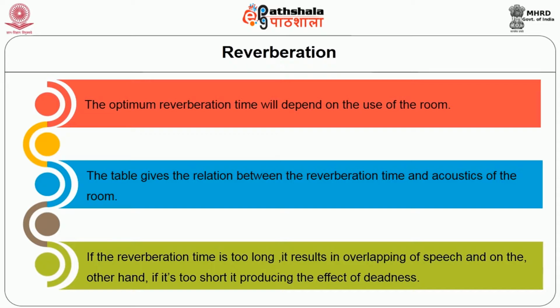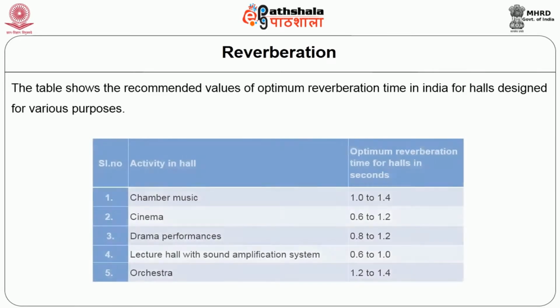We have the optimum reverberation time for particular halls. For example, for chamber music, the optimum reverberation time in seconds is 1 to 1.4. For cinema, it is 0.6 to 1.2. Orchestra, 1.2 to 4. Drama performance, 0.8 to 1.2. And so on.